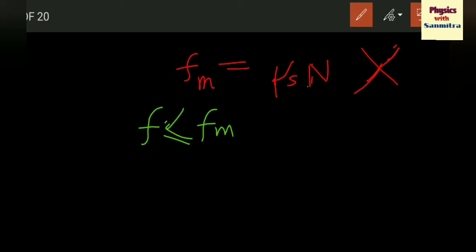There are many students who make this mistake. That is, they write F is equal to mu s into N. But that is not true. We have to find out, because F may be less than mu s into N. Okay.